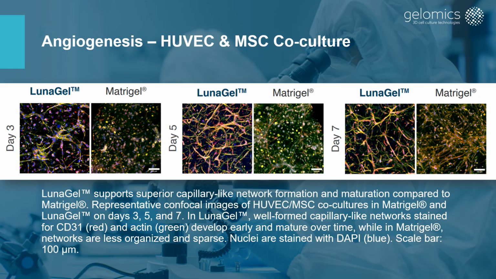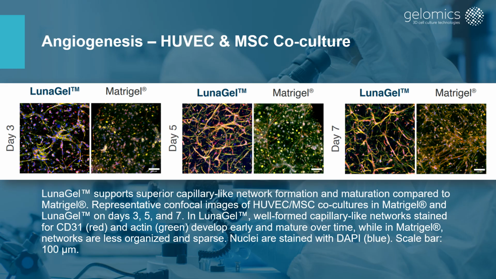Moving on to a different area of biomedical research, let's take a look at our second LunaGel versus Matrigel evaluation. Capillary-like networks were established using co-cultures of human umbilical vein endothelial cells and mesenchymal stem cells. This 3D model serves a variety of applications, allowing us to investigate vascular development, study endothelial-mesenchymal interactions, and conduct angiogenesis-related drug screening and preclinical evaluation.